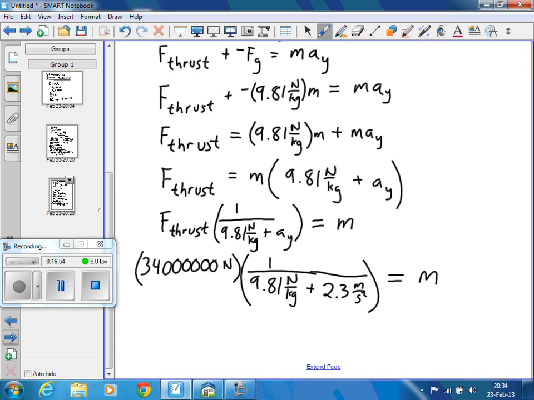I plug that into my calculator, and I find that mass is equal to approximately 2,810,000 kilograms. That is the method. This method will work for solving equations that seem to be unsolvable when you plug in for numbers immediately. So give that a try.